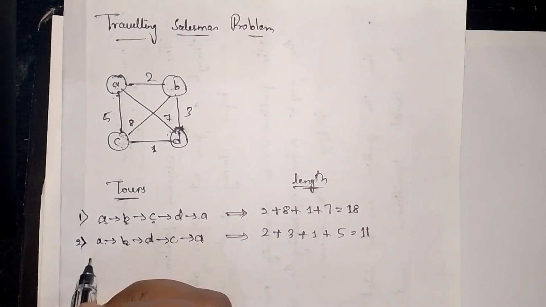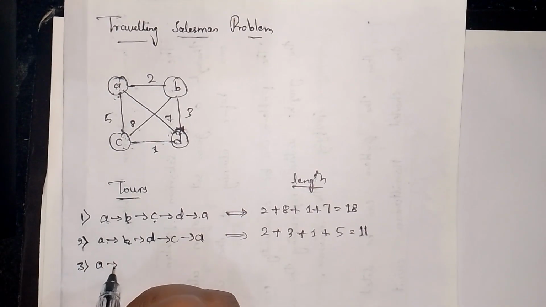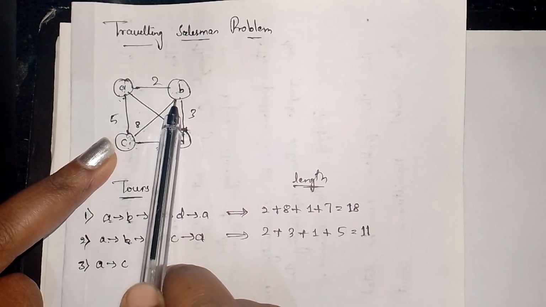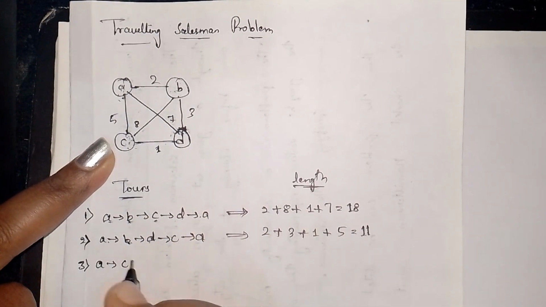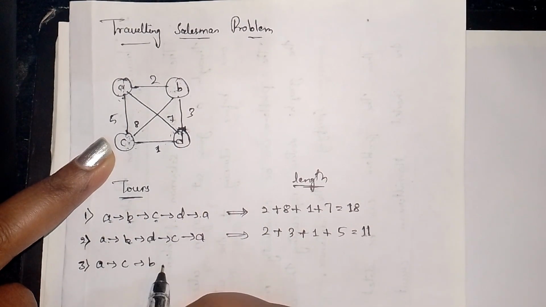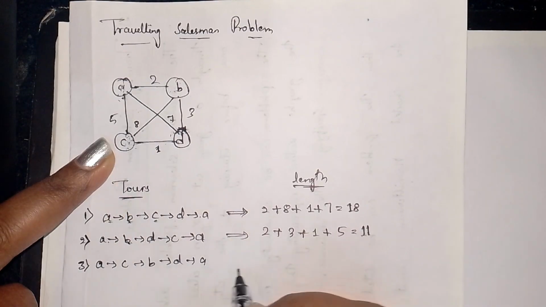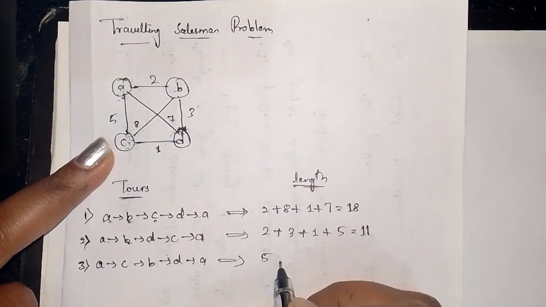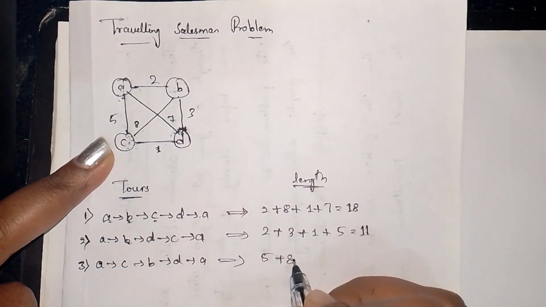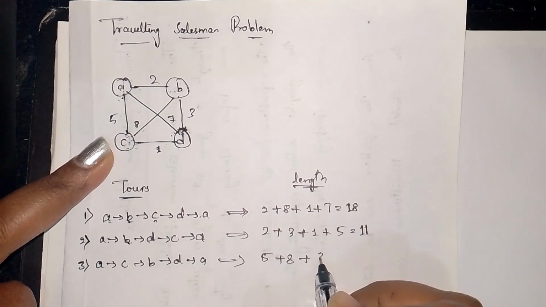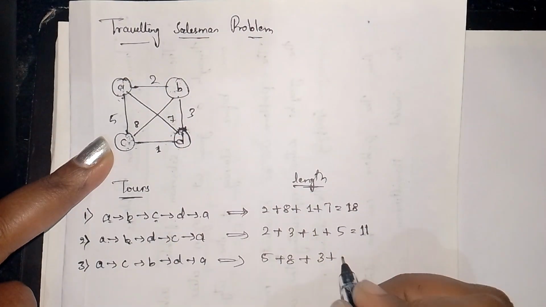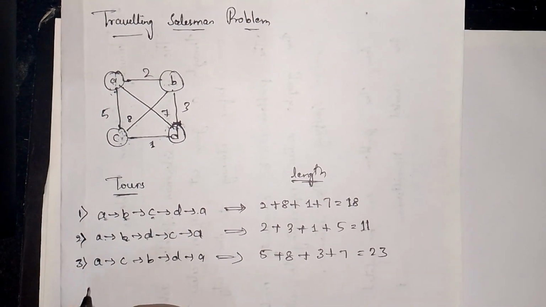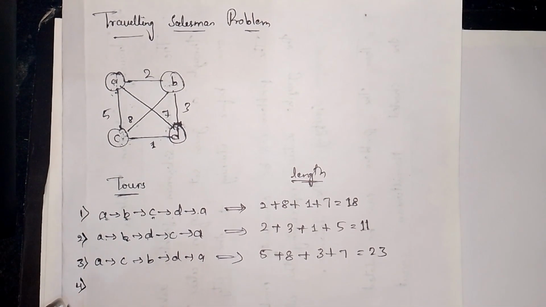Now the next path will be A to C, C to B, B to D, D to A. If we calculate the path, A to C is 5, plus C to B is 8, plus B to D is 3, plus D to A is 7. Then we will get 23. Now for the next path, we have to calculate each and every path.